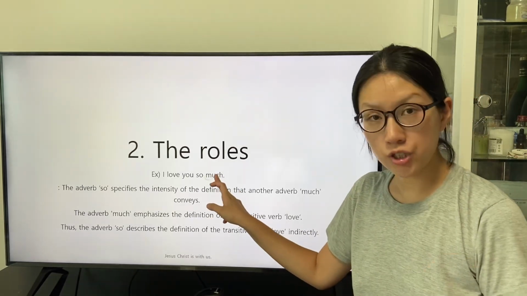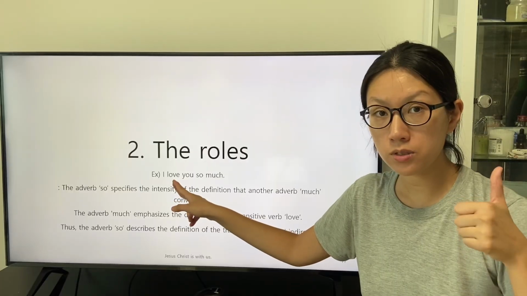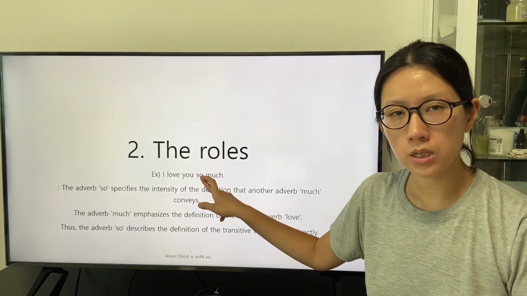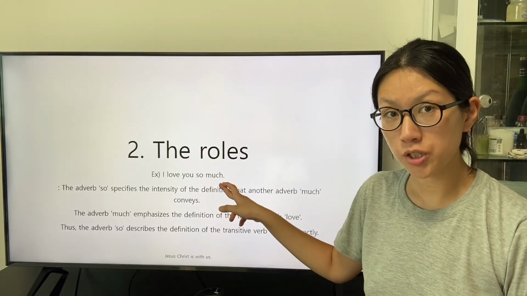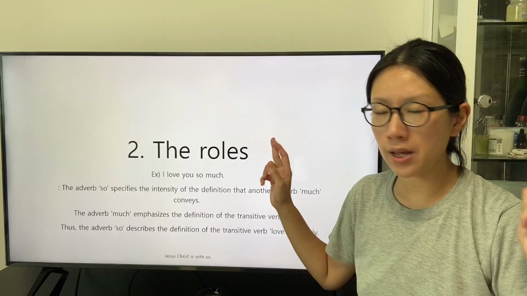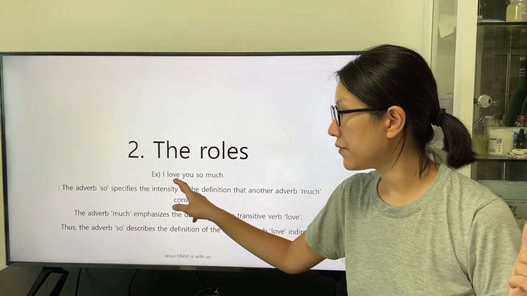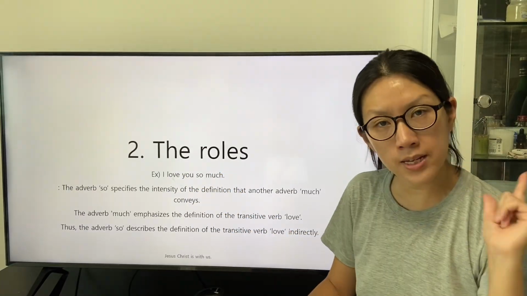The adverb much describes the definition of the transitive verb love at first. The adverb so describes the definition of the adverb much. So we can understand that the adverb so describes the definition of the transitive verb love in the indirect way.